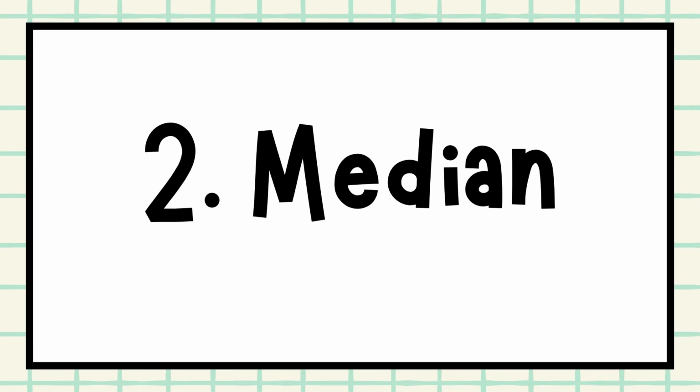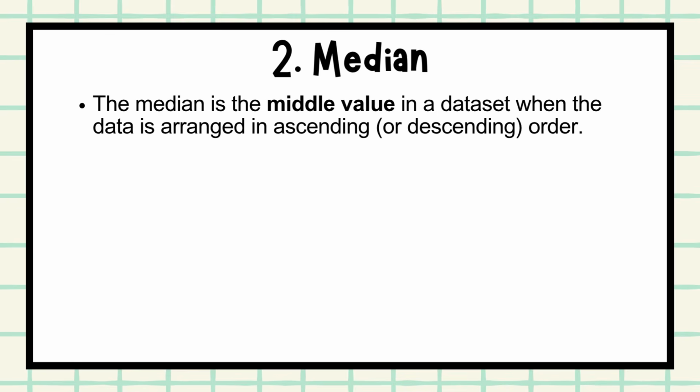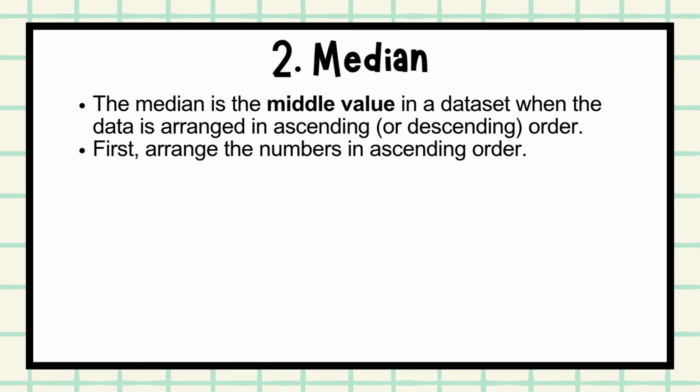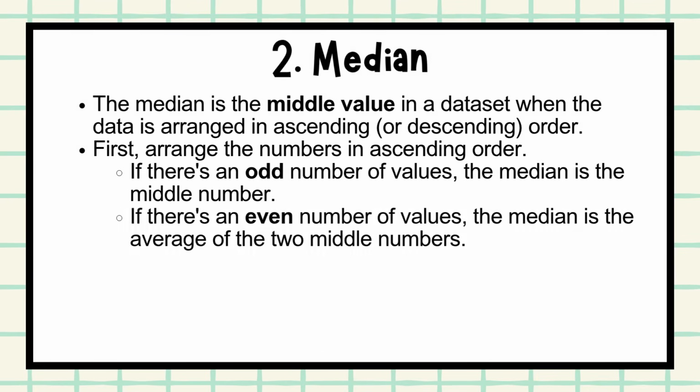Number 2. Median. The median is the middle value in a dataset when the data is arranged in ascending or descending order. First, arrange the numbers in ascending order. If there's an odd number of values, the median is the middle number. If there's an even number of values, the median is the average of the two middle numbers.